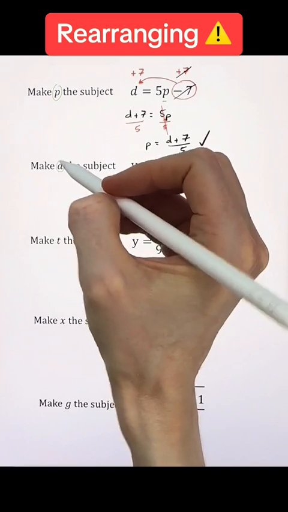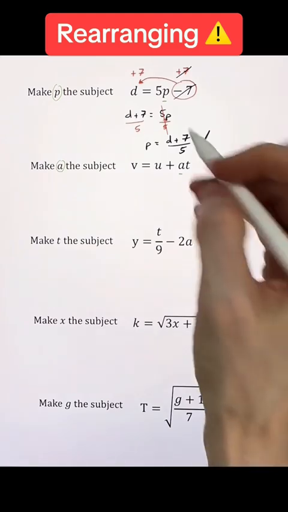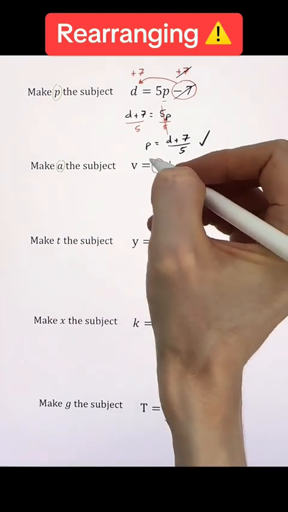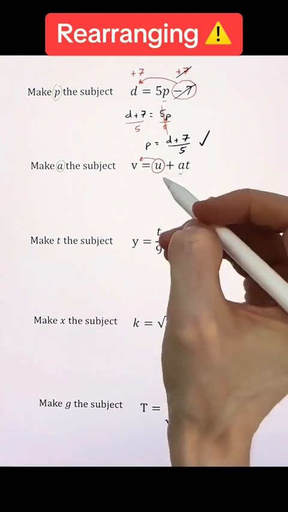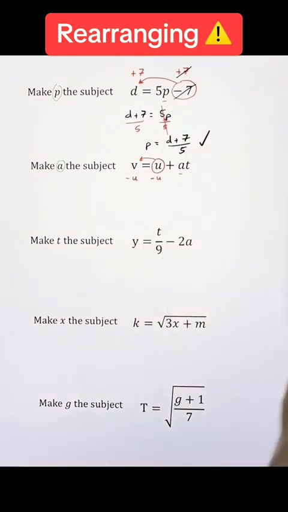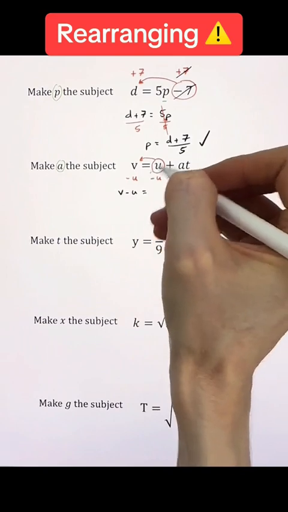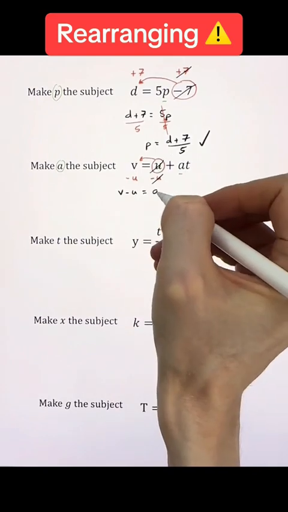Make A the subject. Again, locating the term that has A in it. Basically, put your finger over it. Always eliminate any of the terms on the same side as the one you want by bringing it across. If it goes across an equal sign, change your sign. So the opposite of add U is going to be subtract U from both sides to keep my equation balanced. On the left-hand side, I now have V, subtract the U. On the right-hand side, I know U subtract U will cancel. That leaves us with AT.